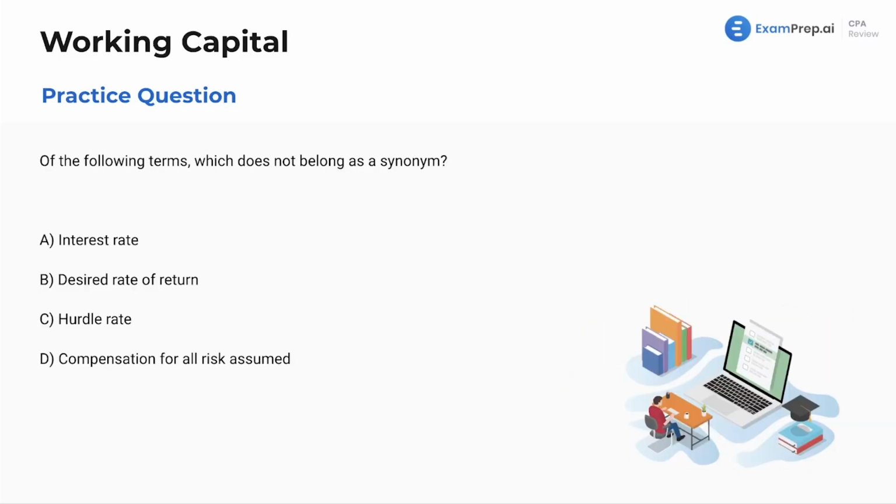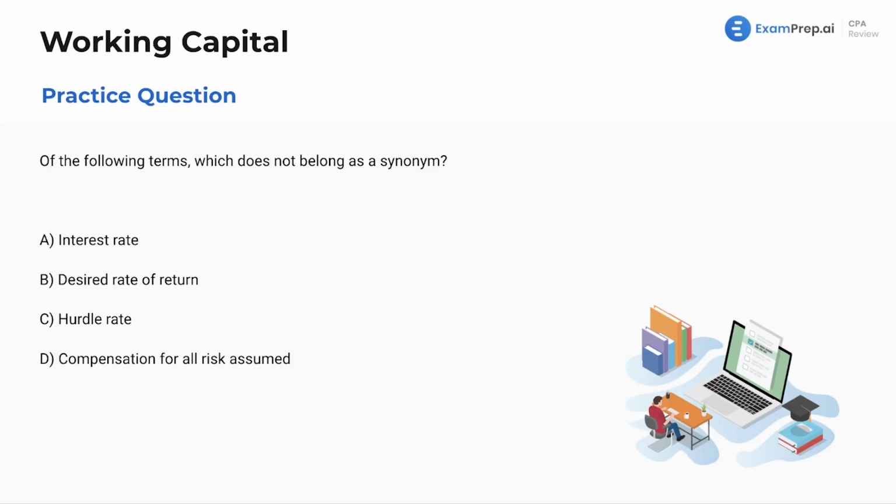Of the following items, which does not belong as a synonym? Here are some great examples of terms that not a lot of people end up being familiar with. For better or for worse, actually more so for worse. It's okay though. We practice. That's what we practice. A lot of people I work with in tutoring are not familiar with maybe hurdle rate or desired rate of return, and that's okay. That's why we are here. We're here to practice it. If you knew it, you'd probably have moved on by now.